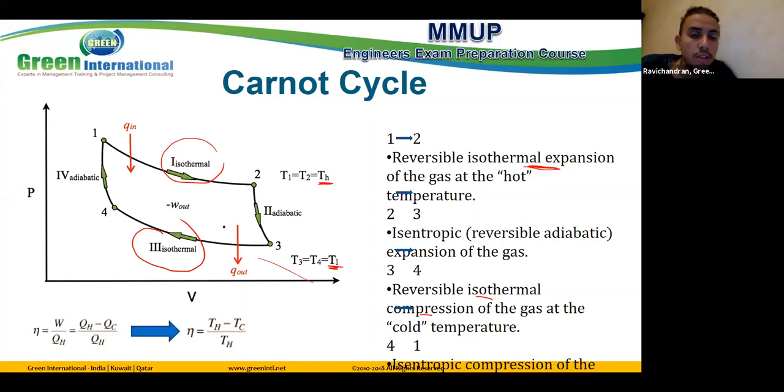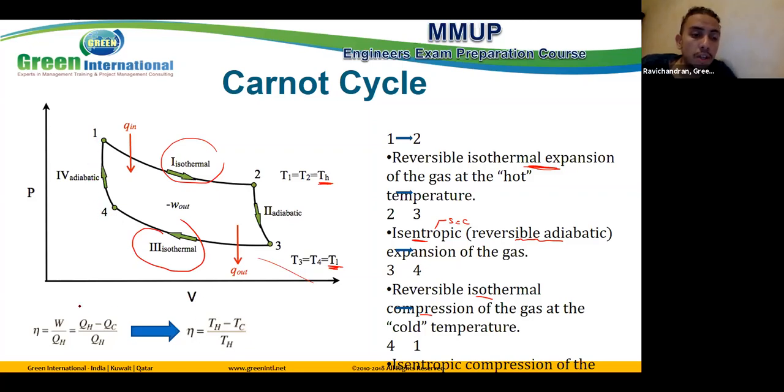The other 2 processes are adiabatic. This one is isentropic because it is reversible adiabatic. Reversible adiabatic means isentropic, and isentropic means S equals constant. This is isentropic expansion from 2 to 3, and from 4 to 1 is isentropic compression.